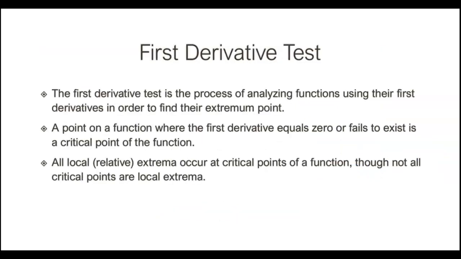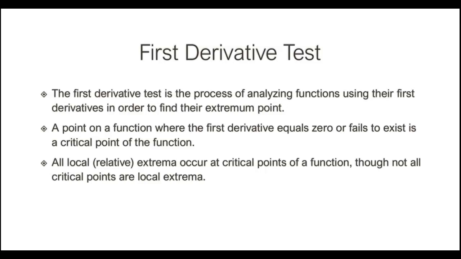So the first derivative test allows us to find the locals when an absolute is not guaranteed. Sometimes on the first derivative test, though, we do find the absolutes because graphs like a quartic or a quadratic have absolutes. You find them by finding where the first derivative equals 0 or fails to exist. Where a derivative is equal to 0 or fails to exist is what we refer to as a critical point.